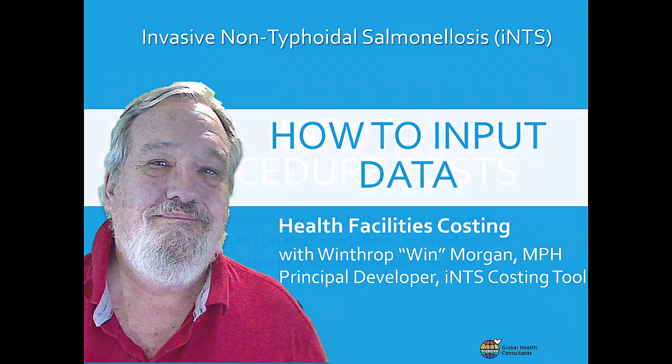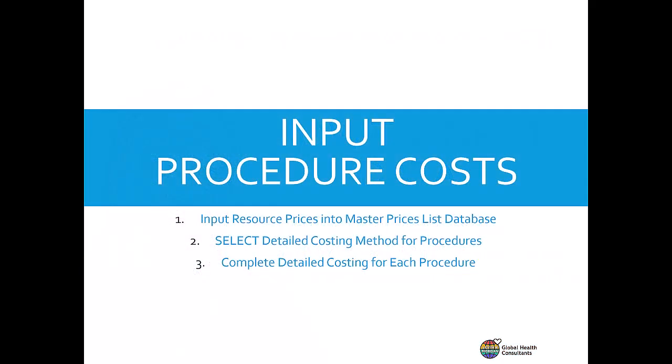I'm Win Morgan. In this session, we're going to talk about input procedure costs. There are 3 steps to inputting your procedure costs. The first is inputting resource prices into your master prices list database. The second is selecting detailed costing methods for procedures. And the third is completing detailed costing for each procedure.